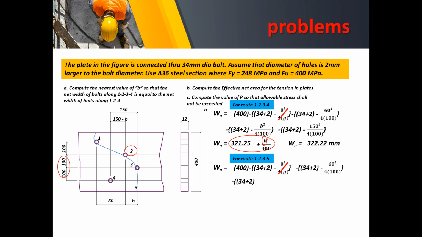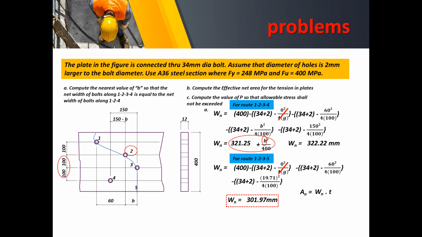And then moving on to the third bolt, of course, we have a pitch of 19.71. So what we have just computed is the value of B, actually, and a gauge distance of 100. By that, we arrive at 301.97 millimeters. So it is really smaller than what we have computed or considered in the calculation. The routes 1, 2, 3, 4 and 1, 2, 4 have a net width of 322.22, while the new route of 1, 2, 3, 5 will have a net width of 301.97. So therefore, this shall now be considered in the calculation of the net area.